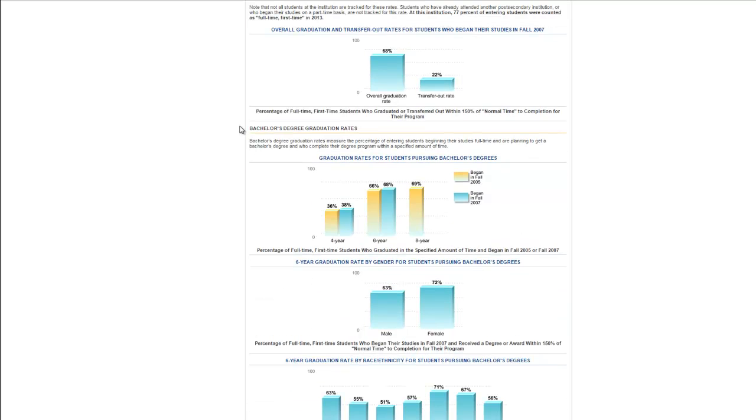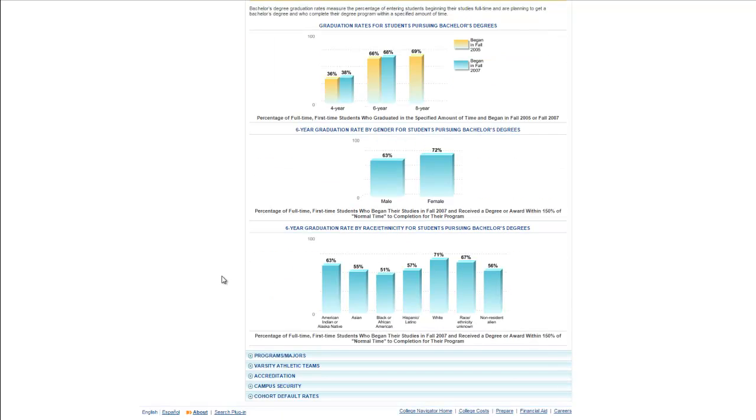So now we're looking at the bachelor's degree graduation rates. This is of those students who started in fall 2005, see the color coding, how many of them achieved their 4-year degree in 4 years as planned? 36% of them did. How many of them achieved it in 6 years? As you can see, that was the rate we just said, 68%. And then if you look at the 8-year rate, we only have that 8-year rate for fall 2005, at 69%.